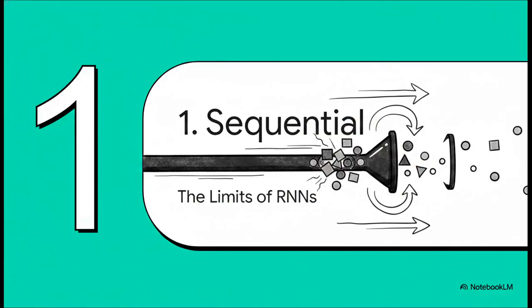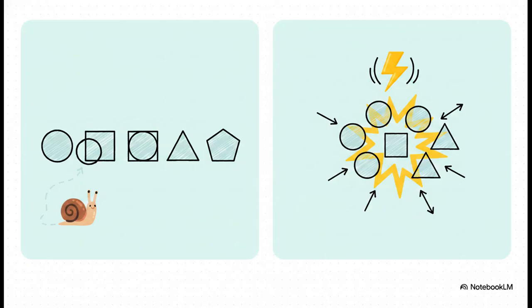Section 1. The sequential bottleneck. To really appreciate this massive leap forward, we first need to look at the older, state-of-the-art models, which were called recurrent neural networks, or RNNs. These older models read text like they were looking through a tiny moving peephole. They process one word, update their internal state, and then painfully move to the next. The new transformer method, though, it's like a flash of lightning. It takes in the entire sentence simultaneously.